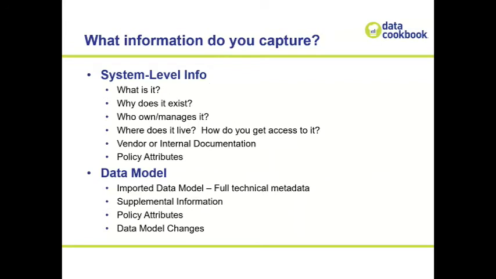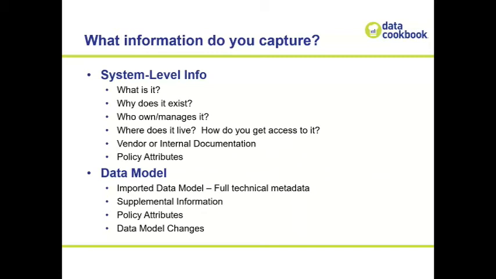All right, so a little more detail around what type of information you want to capture around your system inventory. What is it? Meaning, what's this system? This is the human resources database from our ERP system. Why does it exist? It's for HR. Who owns it? Who manages it? Where does it live? How do you get access to it? Is there any vendor or internal documentation provided for it? And then the policy attributes: is this contained, secure, all that kind of stuff. So you can have a whole lot of information at a system level that you want to track.